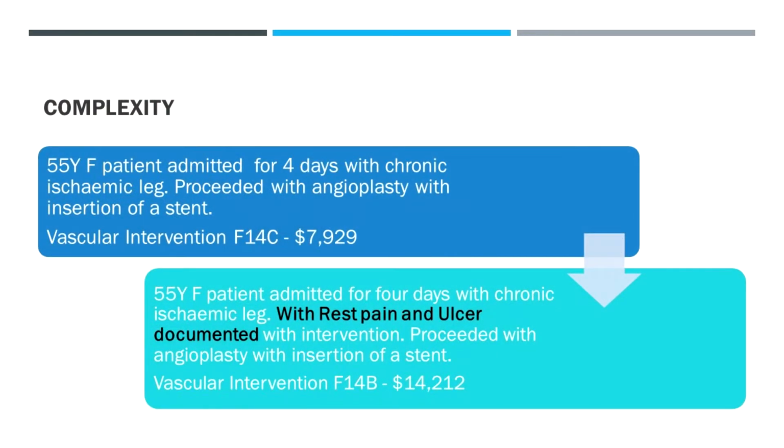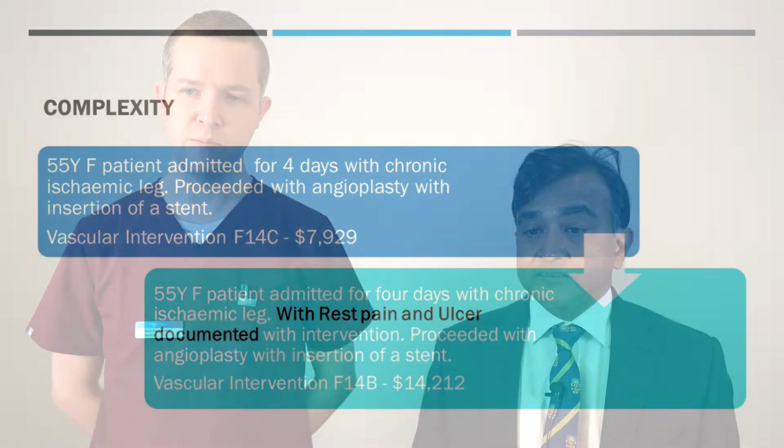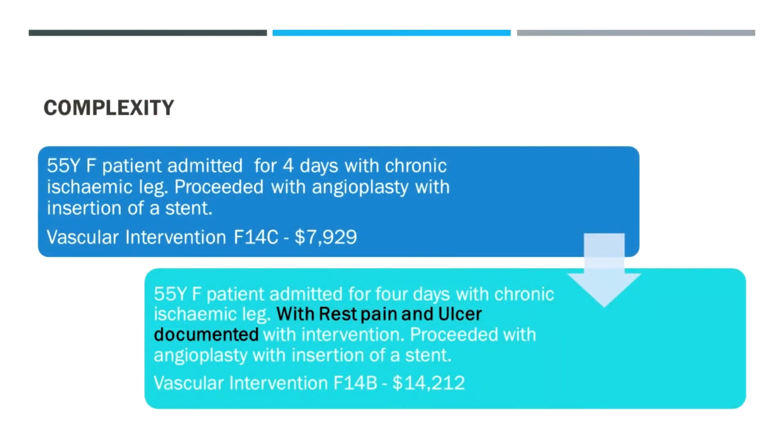So there's a 55-year-old female patient admitted with 4 days of chronic ischemia of the leg, and this proceeded to an angioplasty with insertion of a stent. And that would be quite common to document that. That might be what you've written on your problem list, and you would get almost $8,000 reimbursement towards that. As opposed to if you documented the same thing and you documented the rest pain and ulceration that was present at the time of presentation, then even though the management is the same, we've actually increased our complexity and almost doubled the income for that one, which is probably more reflective of the actual monetary resources being invested in that patient's recovery.